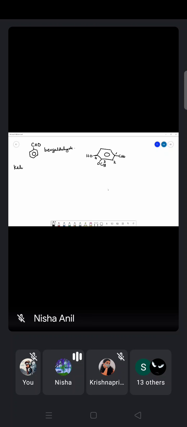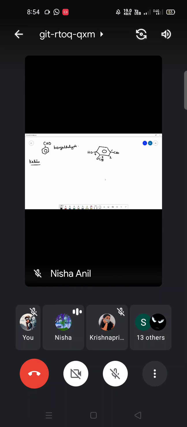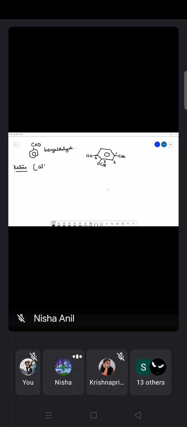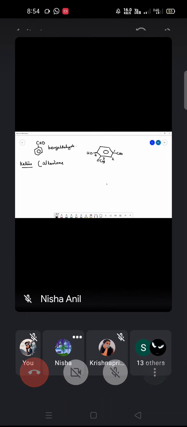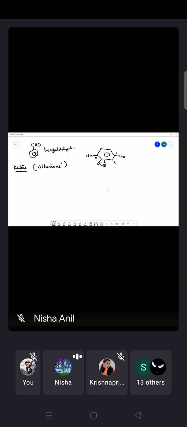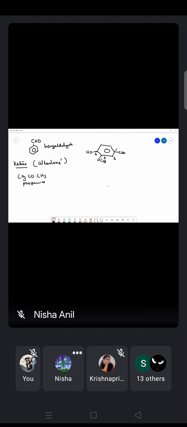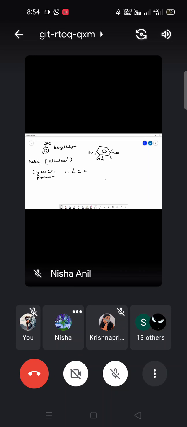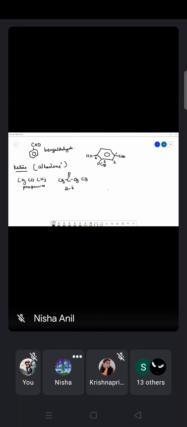Next is ketones. Ketones we generally name as alkanones. So the lowest ketone, CH3COCH3, is named as propanone. 1, 2, 3. There are 3 carbon atoms, so we can take it as propanone. 1, 2, 3, 4. CH3, CH3, CH3. This is 2-butanone.